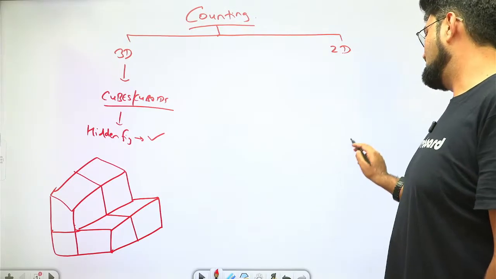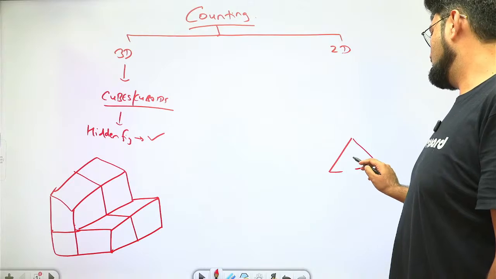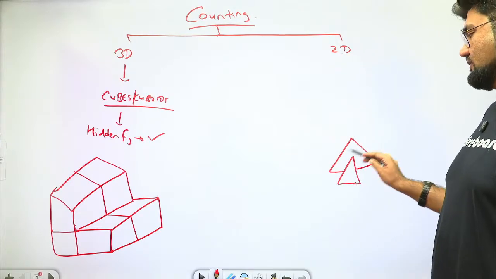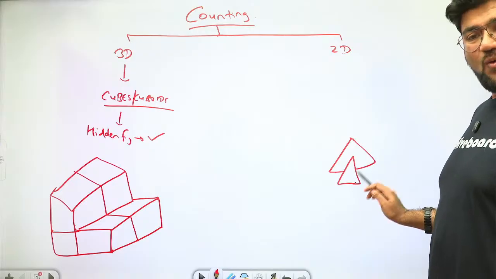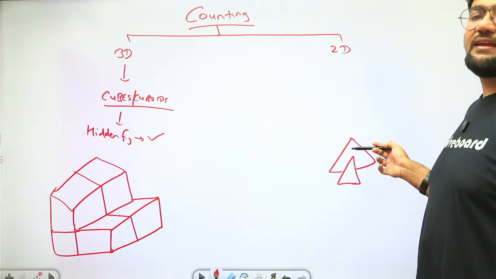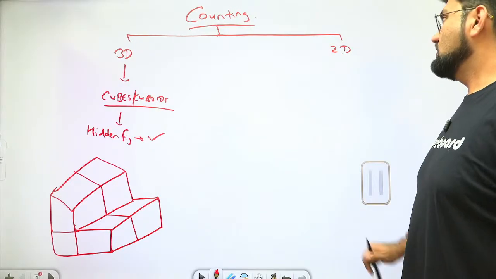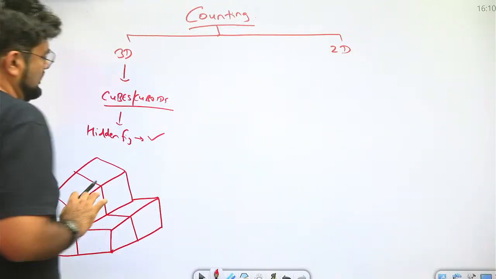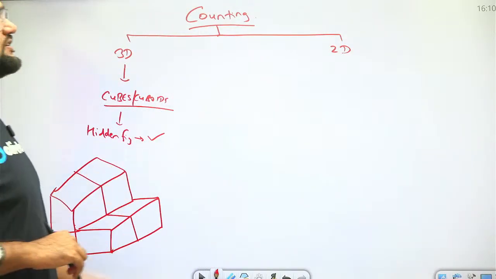Or if I give you something like this, how many triangles are there here in this figure? Only one triangle, because this one is being hidden. So we will not count it as a triangle. So this is how you approach a 2D figure. Hidden figures will not be counted there. Hidden figures are counted here. That's all you need to know about the 3D structure.